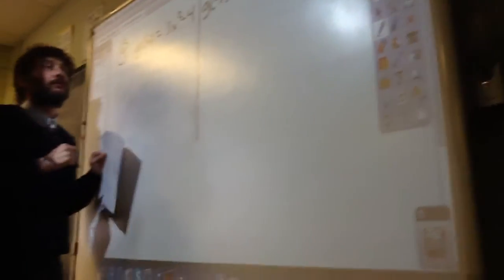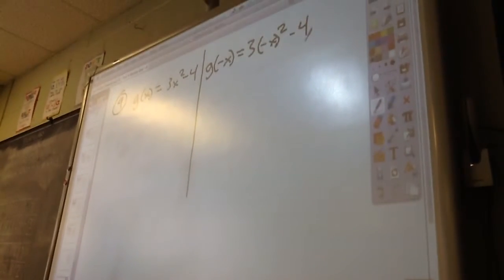So I get to this x. It's no longer an x. It is now a negative x squared. Notice I put it in parentheses. Minus 4. Now I want to simplify this if I can. Raise your hand if you know what negative x squared simplifies to be.